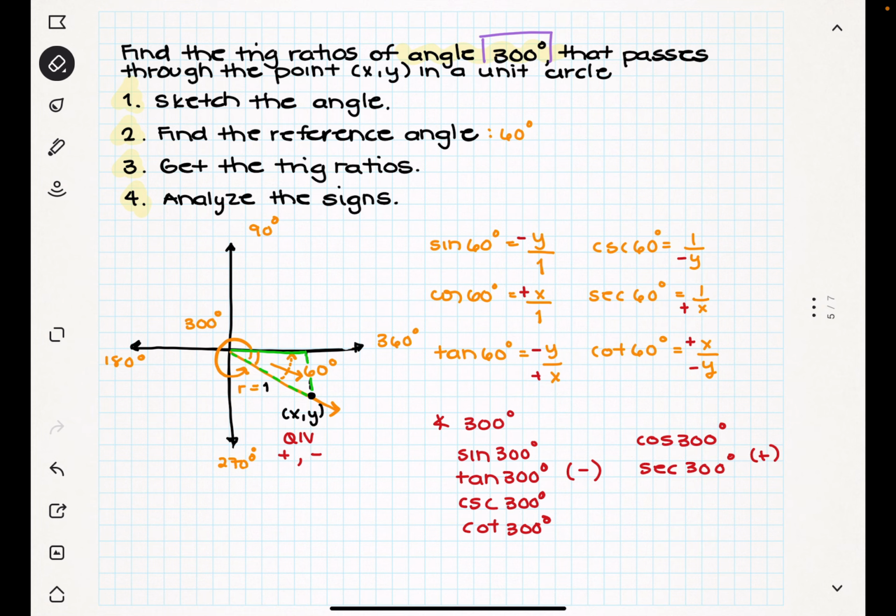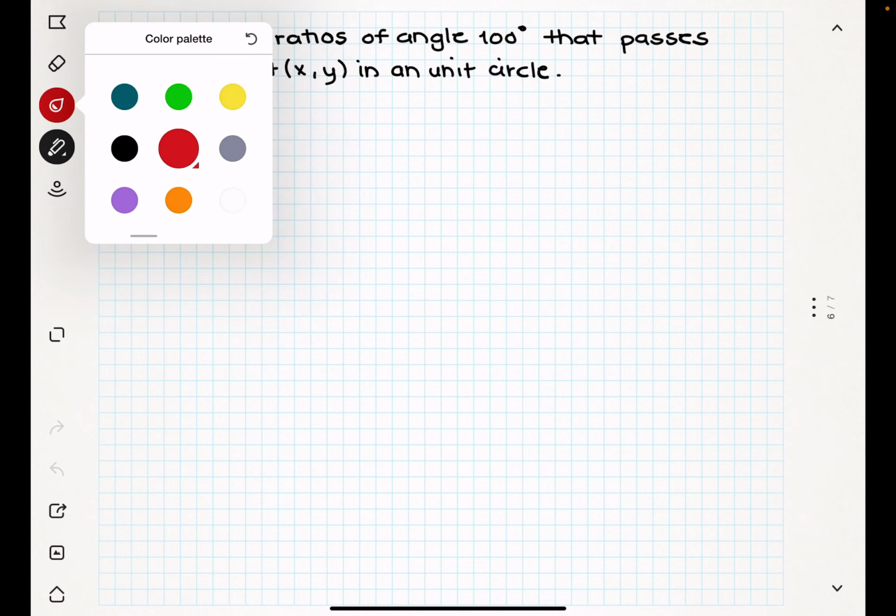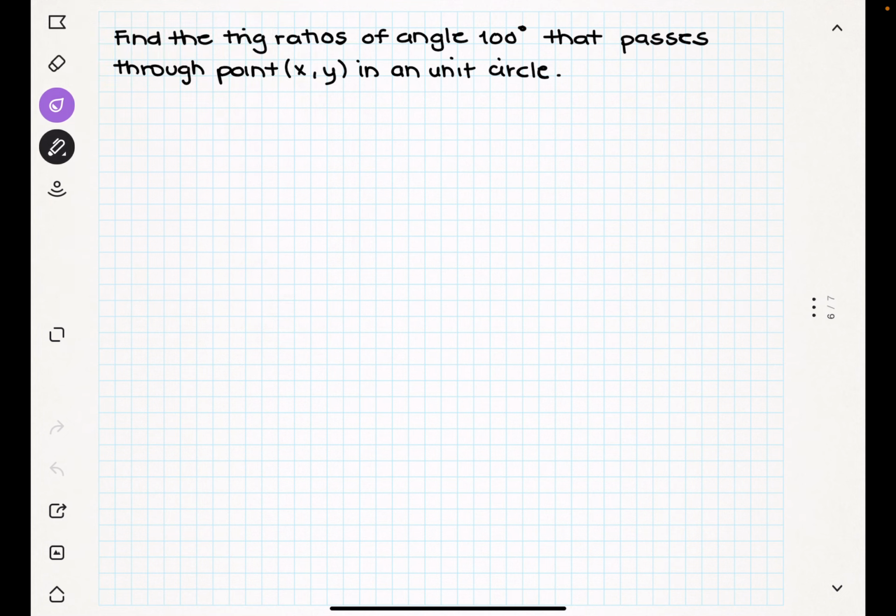So see, as we analyze the reference angle, and remember reference angle, that was why it is so important. The reference angles give us the number, but the analysis of the quadrant gives us the sign. What happens, for example, we're going to follow the same 4 steps. What happens when we have an angle of 100? So let's first do the sketch so we can position ourselves in the quadrant.